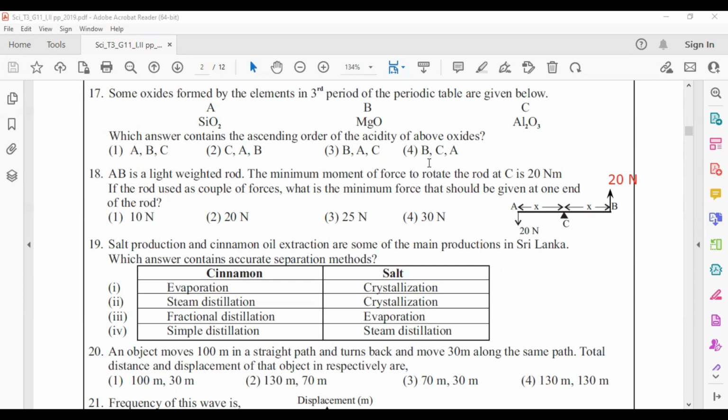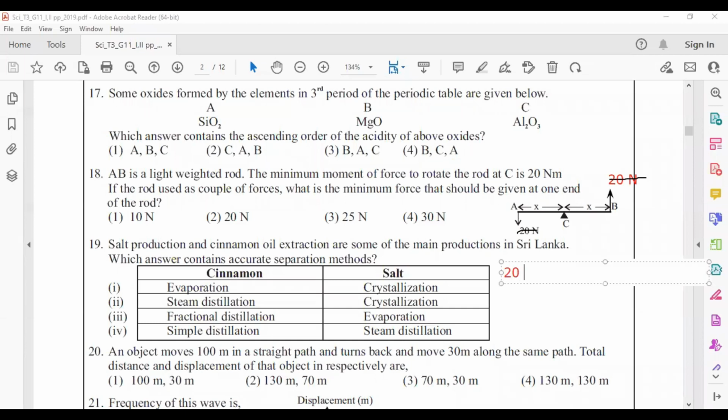Now we will find the minimum force that should be given at the end of the rod. It is not 20 Newton. We have to find how we can get this previous moment, 20 Newton meters, by applying a kind of force here. It is not 20 Newton. We have to find what is the amount of force we have to give here to get that same amount of moment. Then we'll find it.